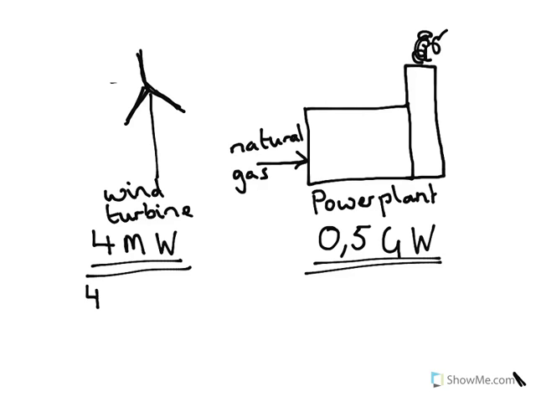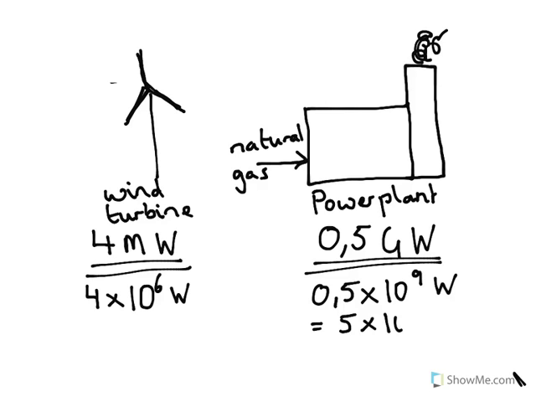Well, that's 4 times, and the prefix mega is times 10 to the power 6 watts. So we have 4 million watts, whereas the natural gas power plant is half a gigawatt. That's the same as half times 10 to the power 9 watts, which is the same as 5 times 10 to the power 8 watts.